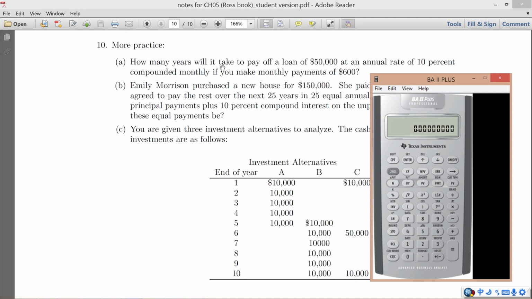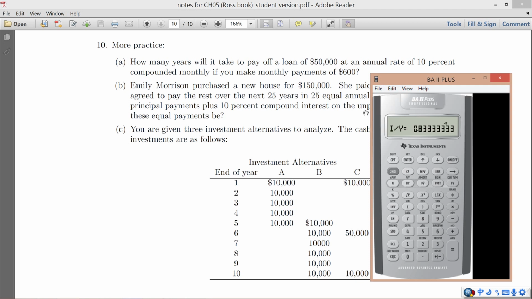Because in this question the payments are made monthly, each period is a month. N is something we don't know yet. It's asking how many years it takes to pay off, so we're asking for N. I/Y: each year it's 10%, so every month it's 10 divided by 12.